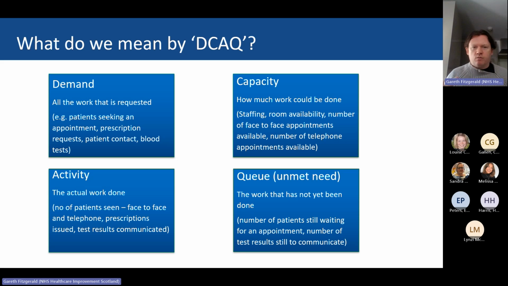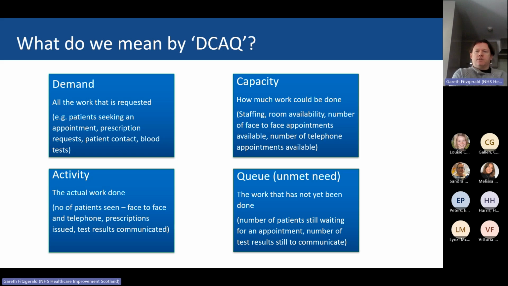The capacity is what we could be doing. So it refers to how much work could theoretically be done within our system. It's dependent on a few things. We've got a few mentioned there: staffing, equipment, room availability, when it comes to community settings, geography, the existing caseload.